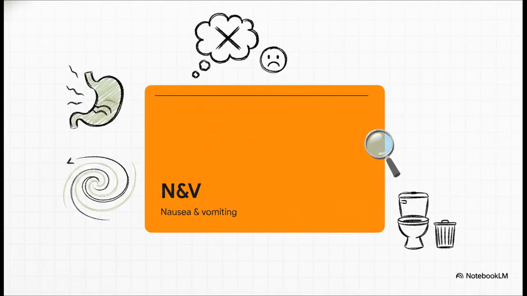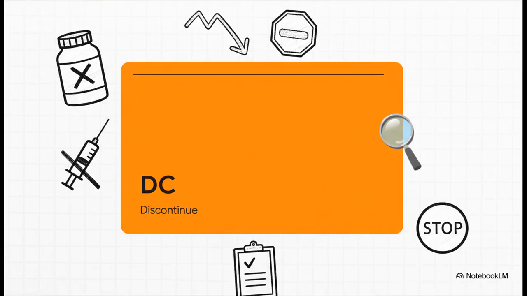This one's a quick way to note two really common symptoms or side effects. N and V is just nausea and vomiting. You might see it in your doctor's notes or listed as a possible side effect for a new medication. And this is a really big one to watch out for. DC means discontinue. If you see this next to one of your meds, it means your doctor wants you to stop taking it. It is a critical instruction, so you definitely want to pay close attention to that.